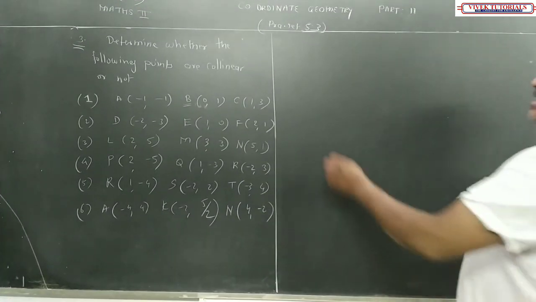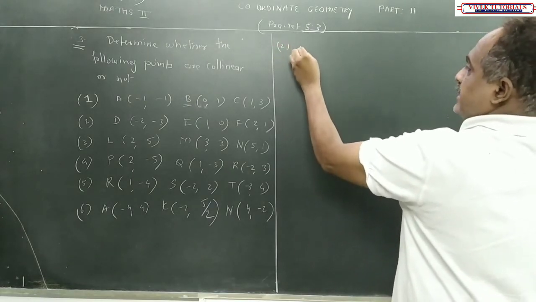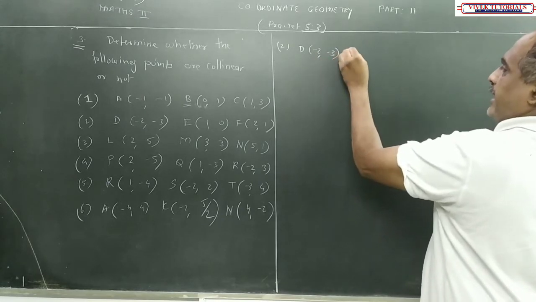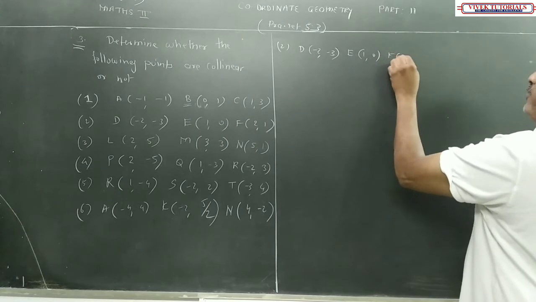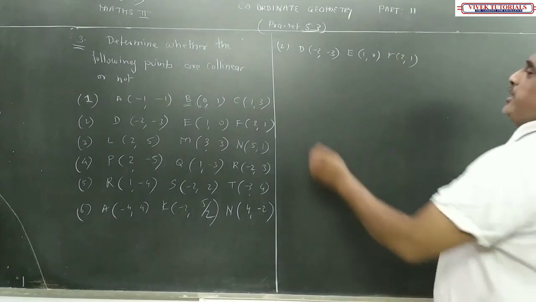Now, second question. This is D(-2, -3), E(1, 0) and F(2, 1). Solution.